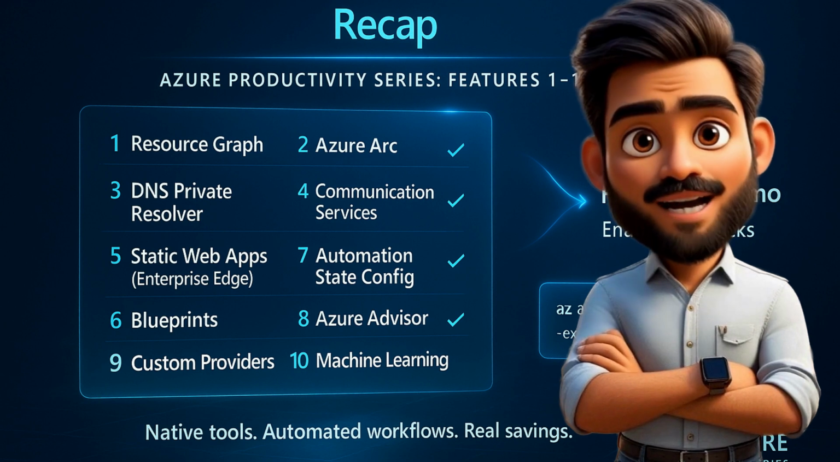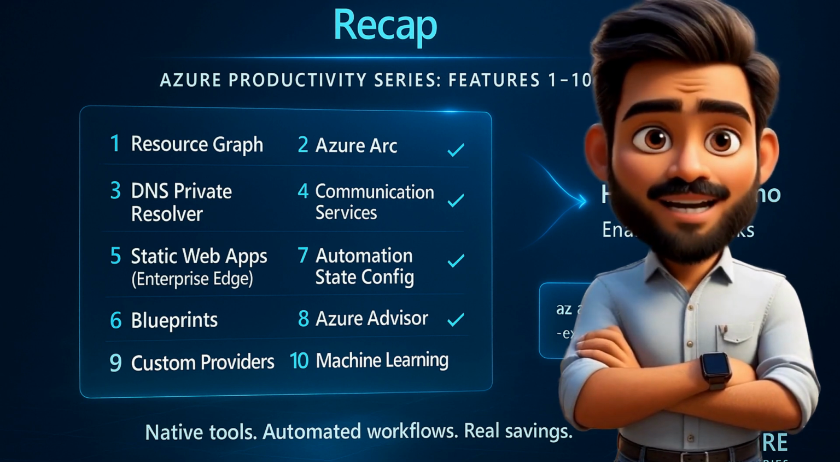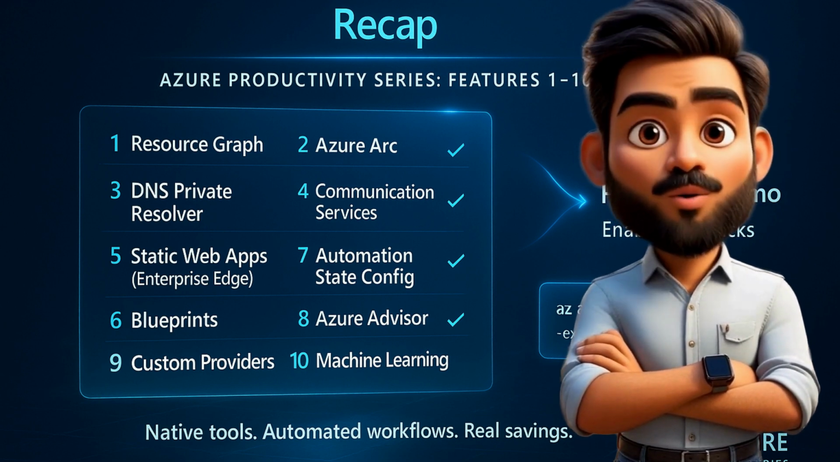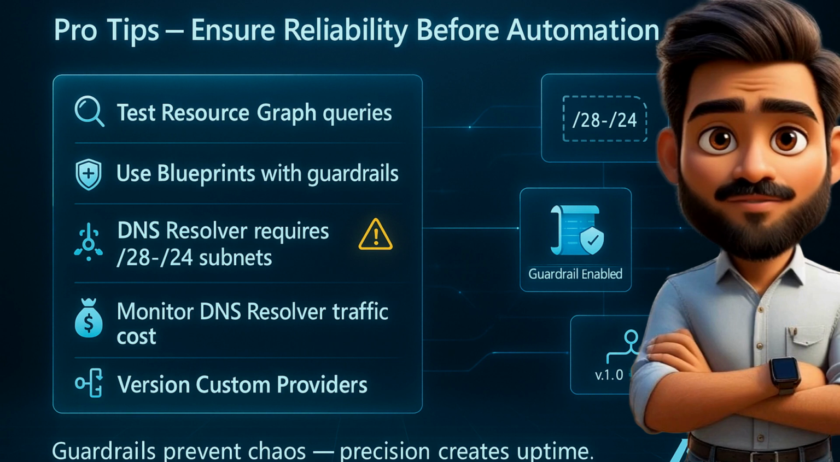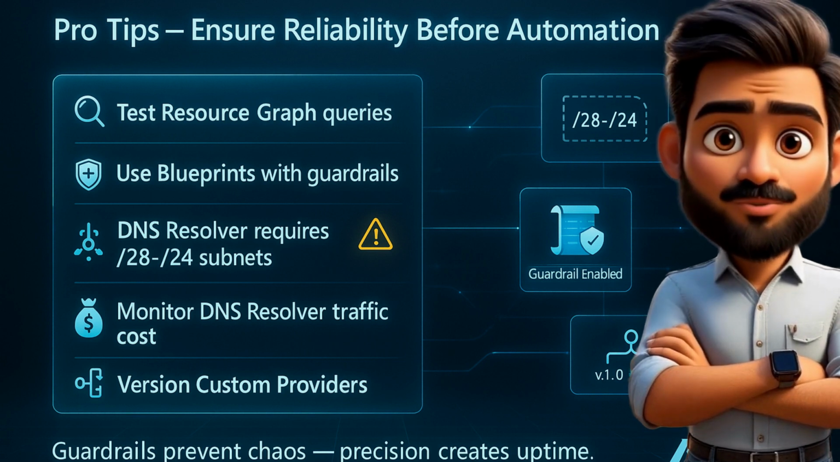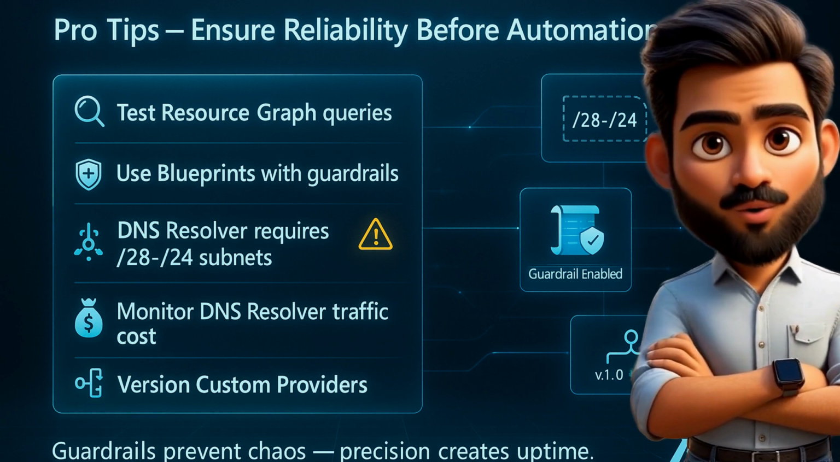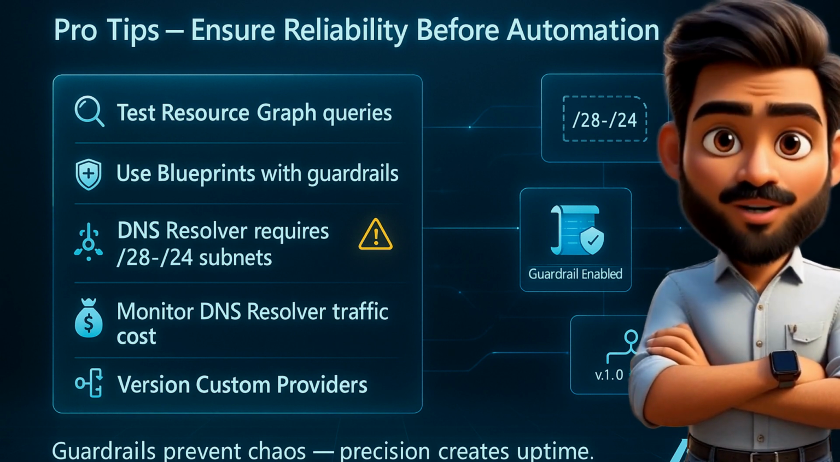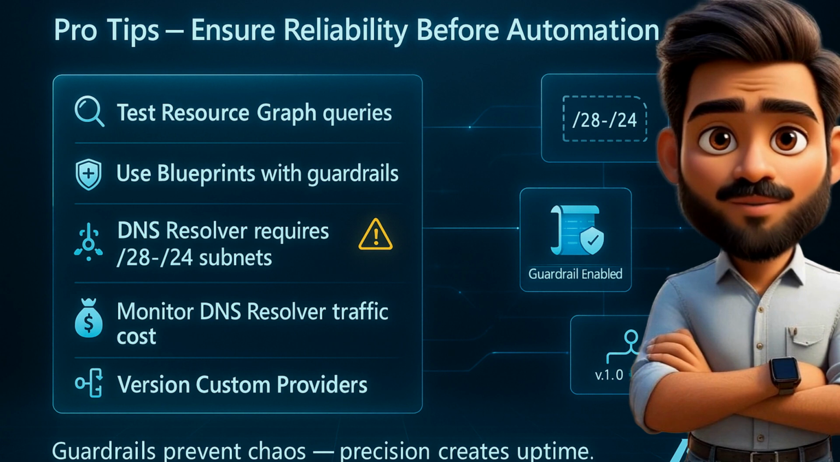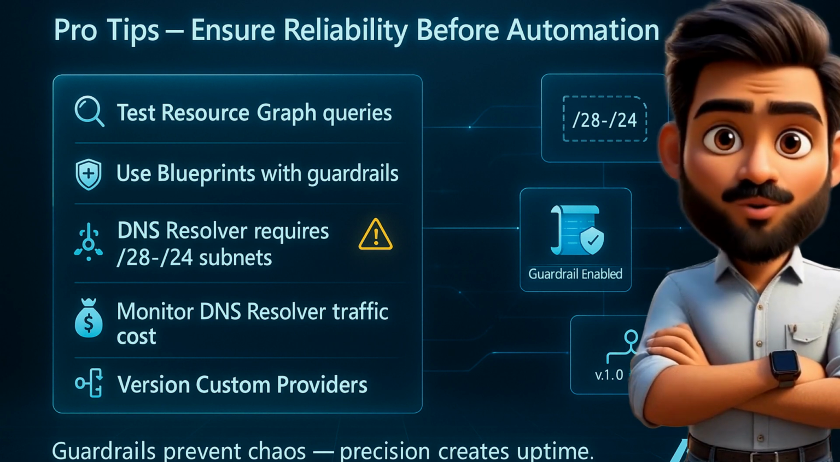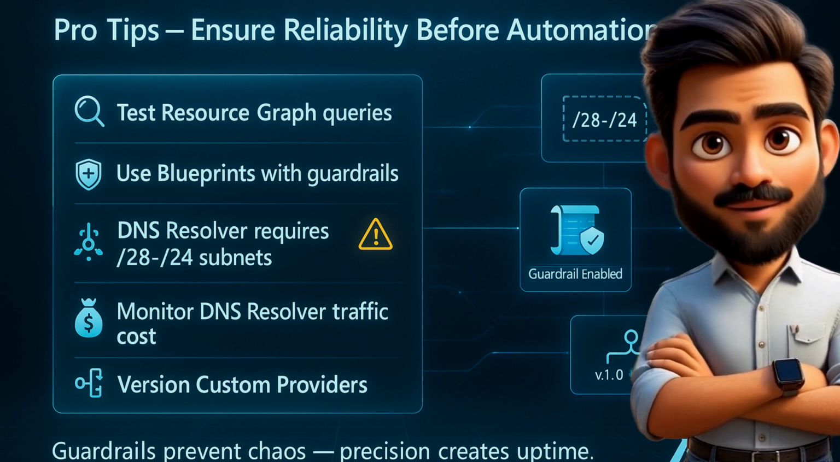Hold on, quick recap. You've met features 1 through 10 that replace tedious manual work with native Azure capabilities. A few tips. Always test Resource Graph queries in read-only subscriptions. Use blueprints with change control guardrails. DNS resolver endpoints need /28 to /24 subnets and no overlap.